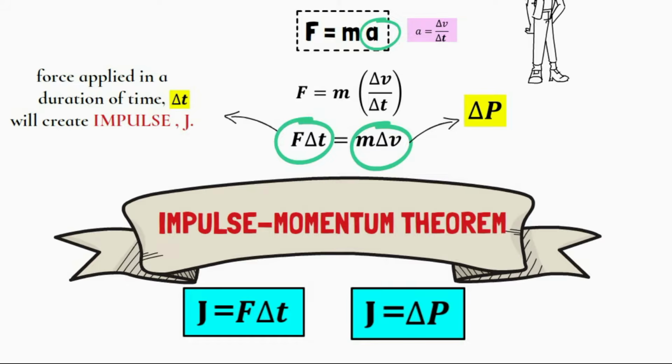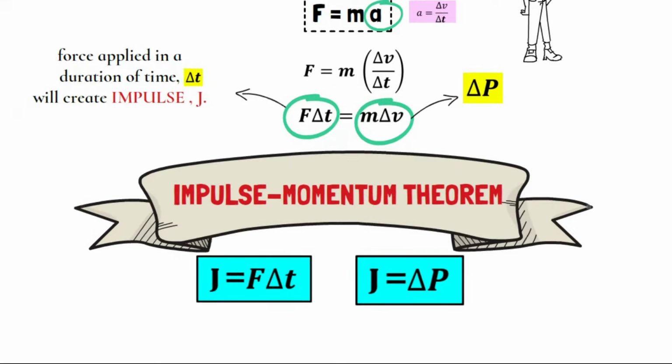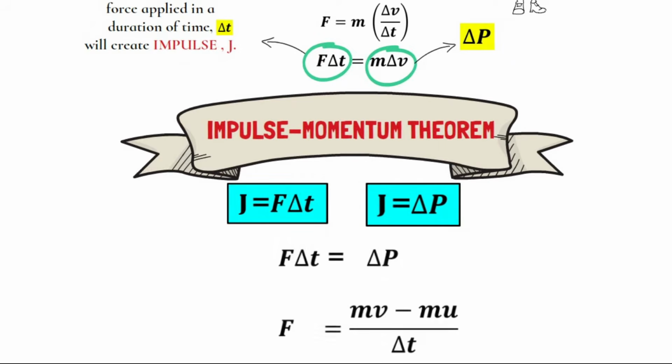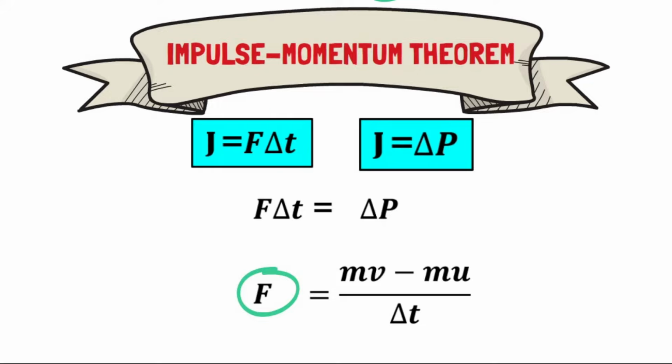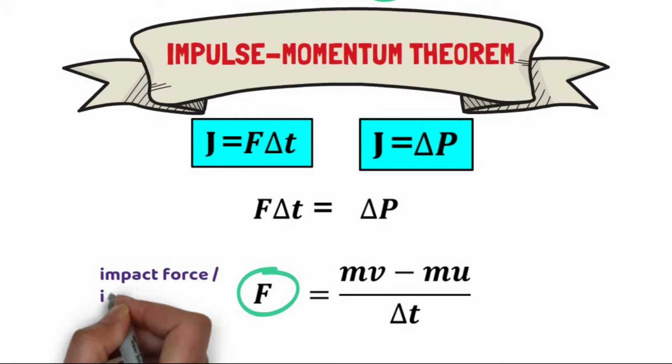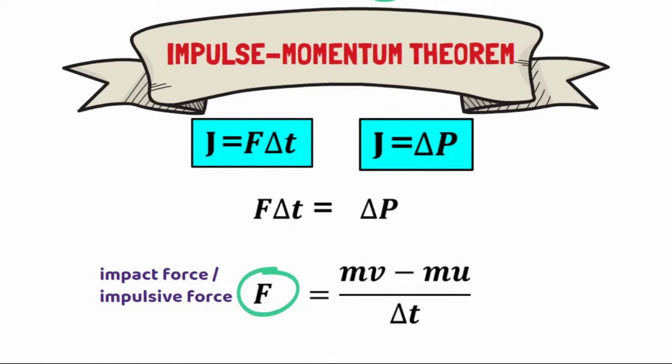Impulse adalah change of momentum dan impulse juga adalah force times delta T. Jadi berdasarkan dua equation ini, let's try to simplify this equation where F delta T equal to delta P. Therefore, let's rearrange the equation. Anda akan dapat satu equation F equal to mv minus mu over delta T, di mana F ini kita panggil sebagai impact force ataupun impulsive force.